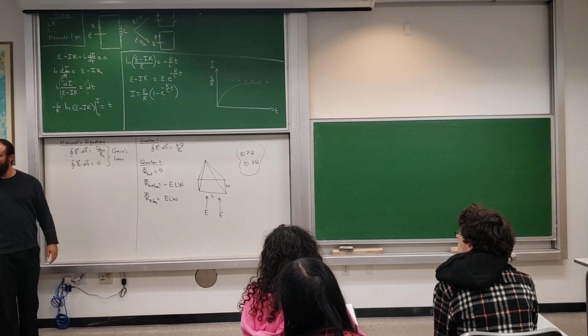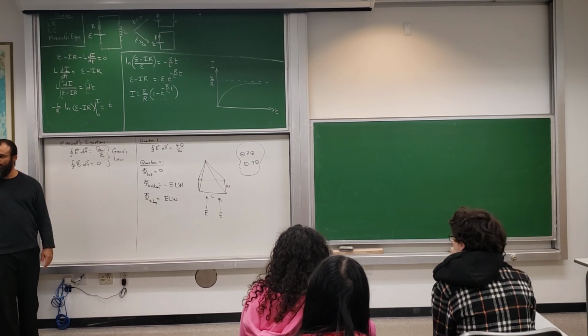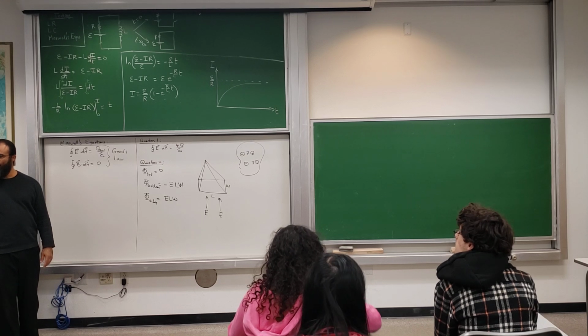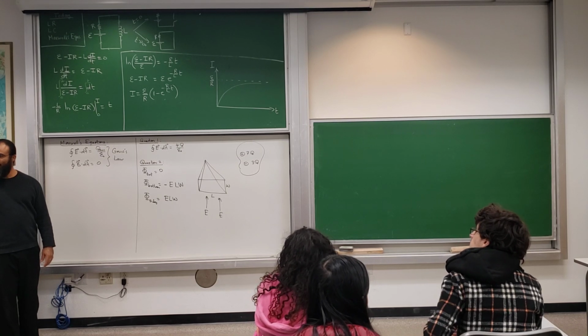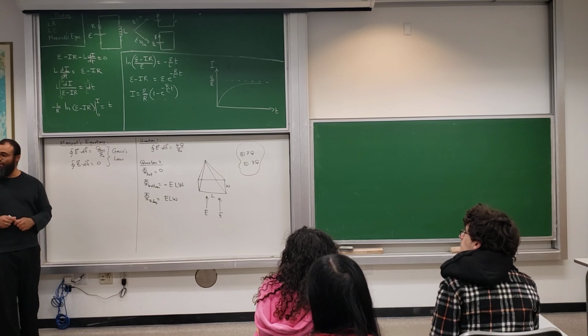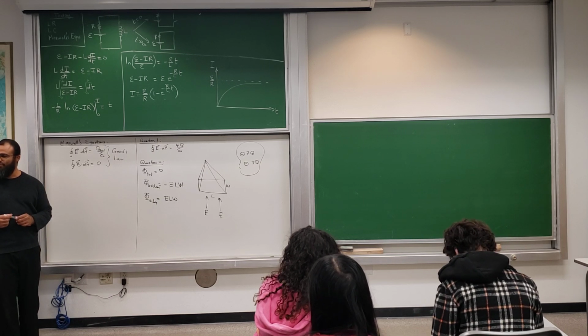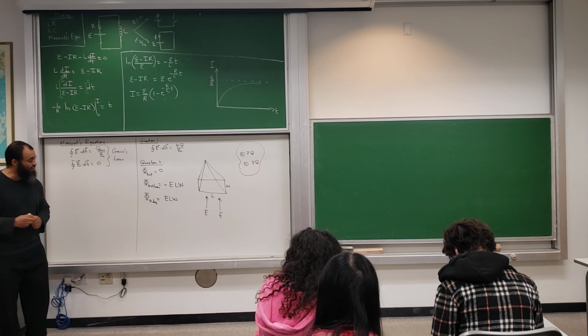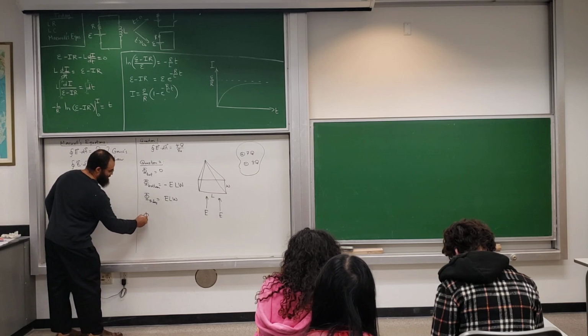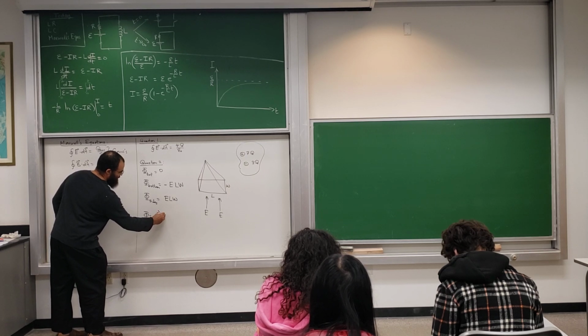Yes? Sorry, if you're finding the flux right on the surface, isn't it Q over epsilon naught? So what formula are we using for that? The definition of flux is electric field times area, E dot A. The flux by definition is E dot A.